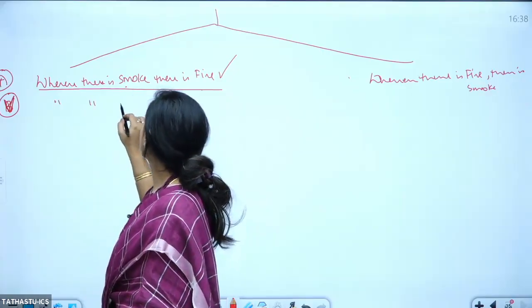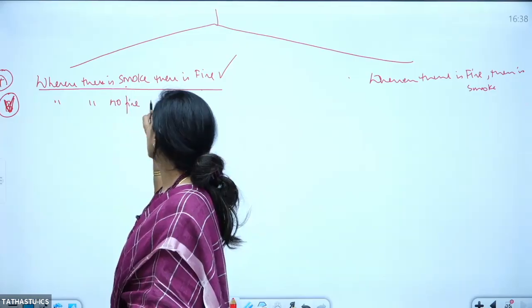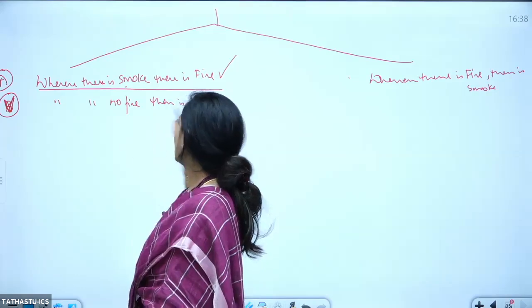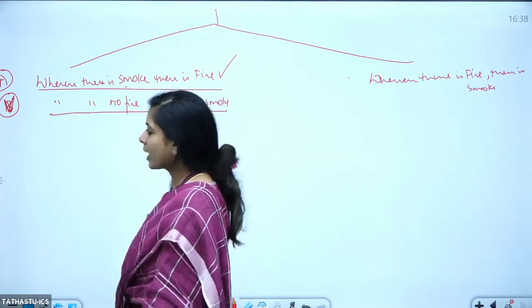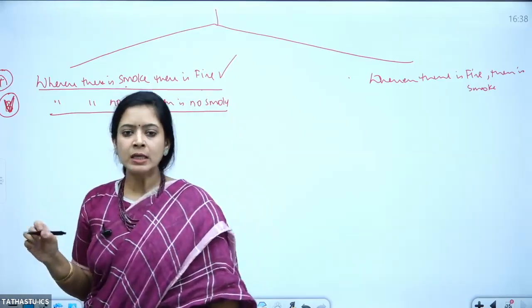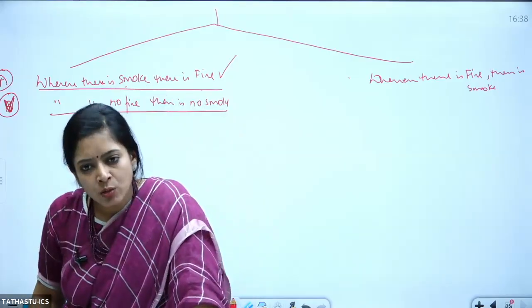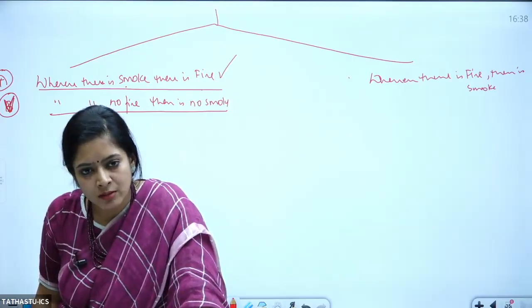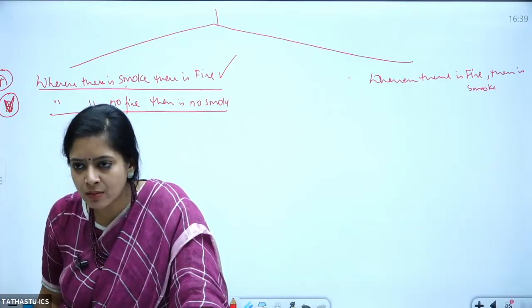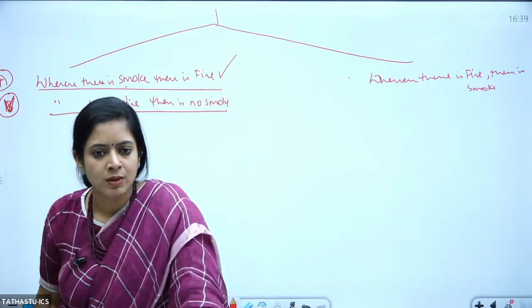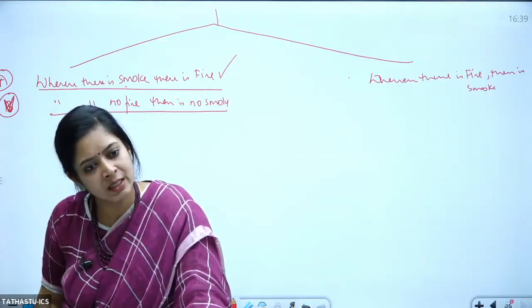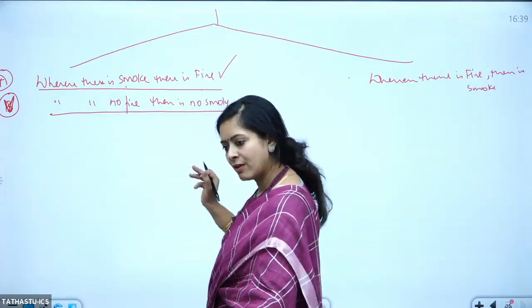Wherever there is no fire, there is no smoke. Then we saw, let us check whether without fire also we can find smoke. If there is no fire, can you still find smoke somewhere? No. This means Vyatireki is also true and checked. The negative also we have checked.